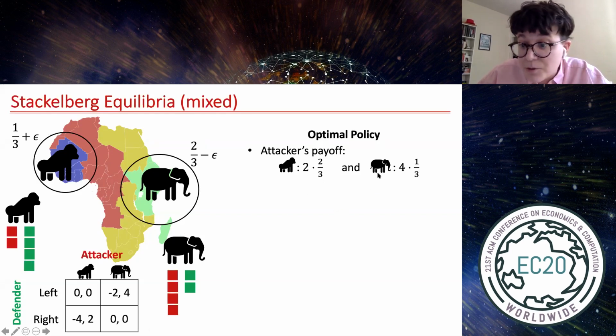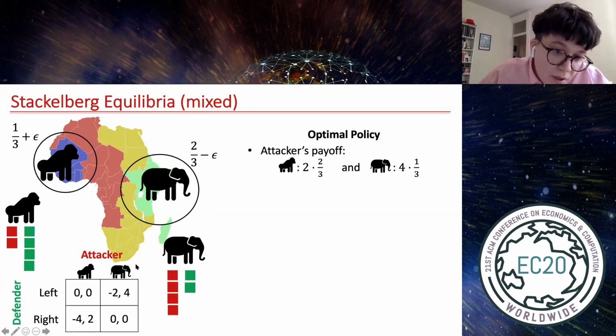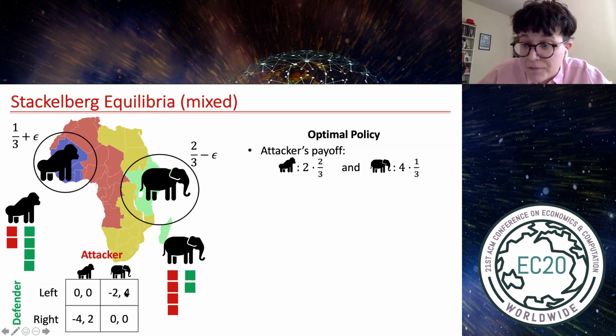Okay, now let's compute the same things for the elephants. Now, if I'm protecting the gorillas with probability 1/3 and the attacker chooses to attack the elephants, then they win a payoff of 4. So they win a payoff of 4 with probability 1/3. And they win a payoff of 0 with probability 2/3, that is the probability that I'm protecting the elephants. So that's how these payoff matrices are created.